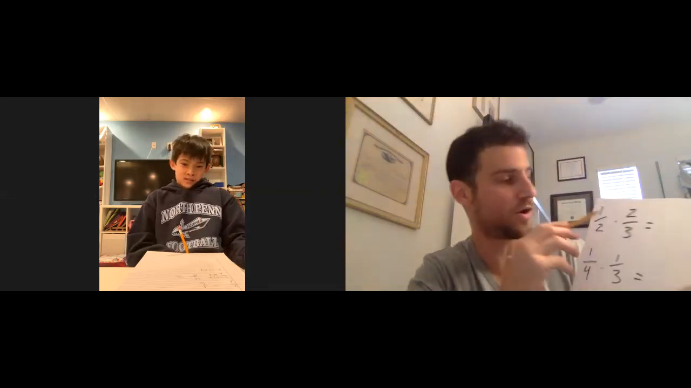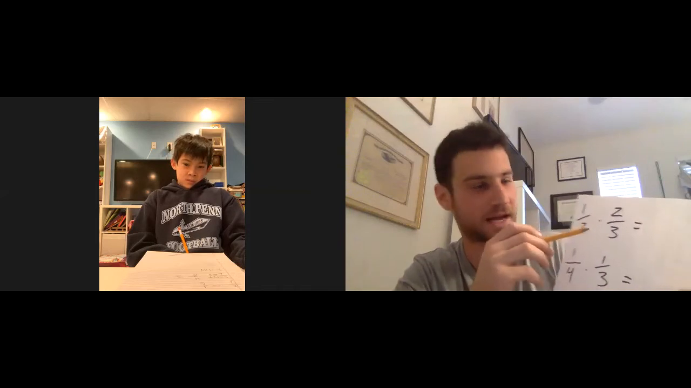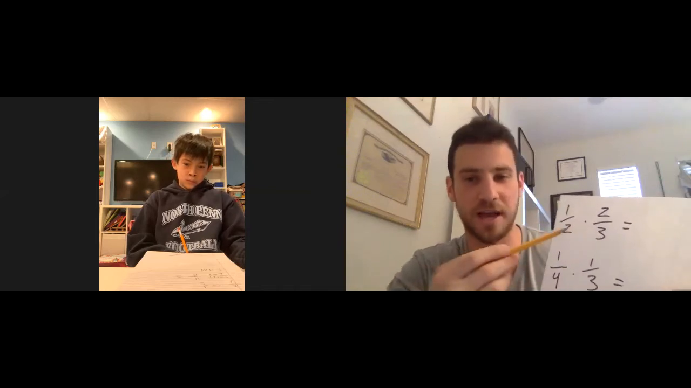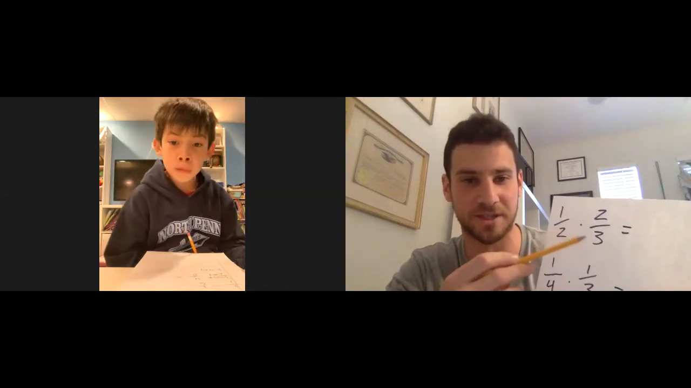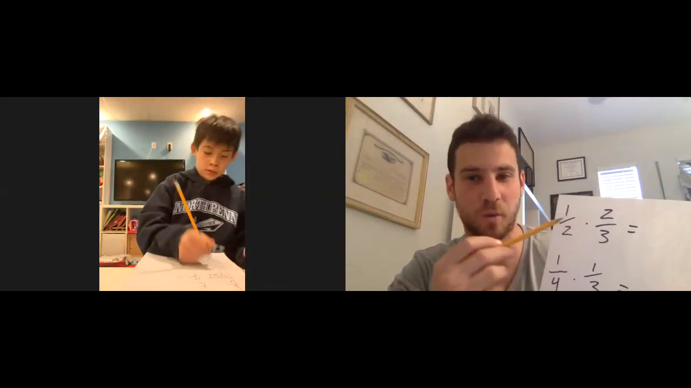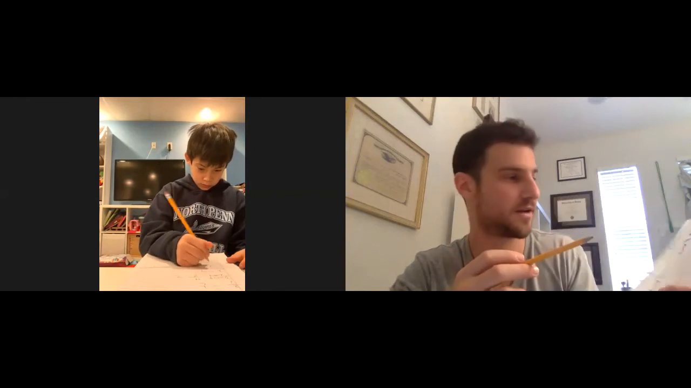You ready? All right, see if you can surprise me. So the first one, 1 over 2 multiplied by 2 over 3. And you see that this little dot right here is the same as an X. That means multiplication. All right. So 1 over 2 multiplied by 2 over 3. What is your process here? What are you thinking? How do you multiply fractions?